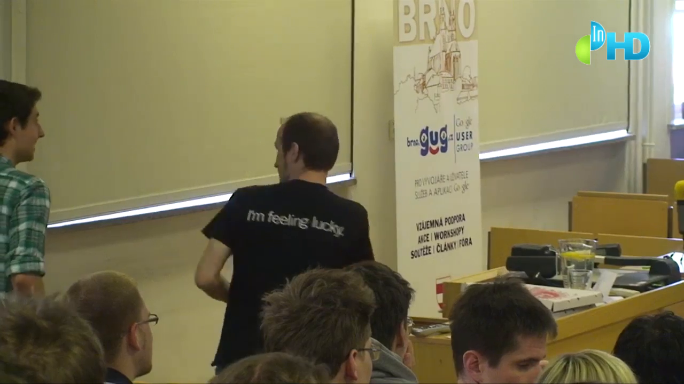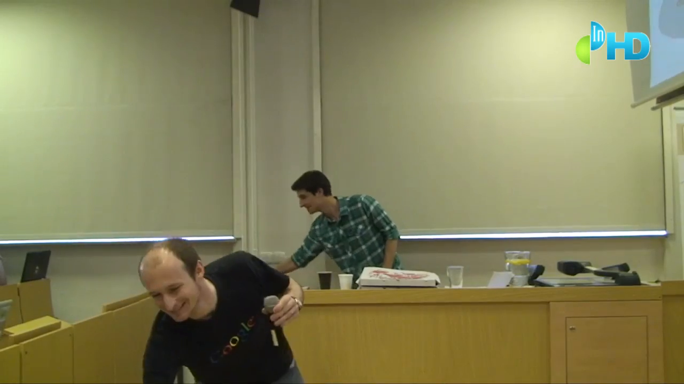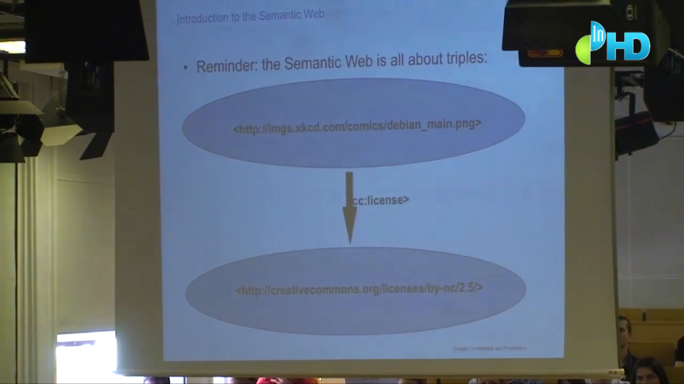Yeah, so welcome to the second part. A quick reminder: the semantic web is all about turtles, right? This is just a different representation that you will also see a lot in the literature. It's this graph-like presentation where you have the subject and the object, and they're connected with the predicate. You can see the example from before.